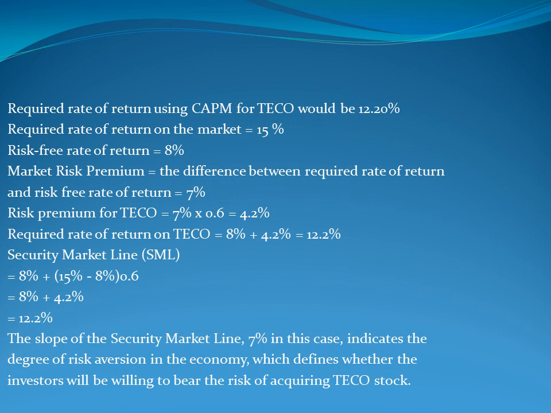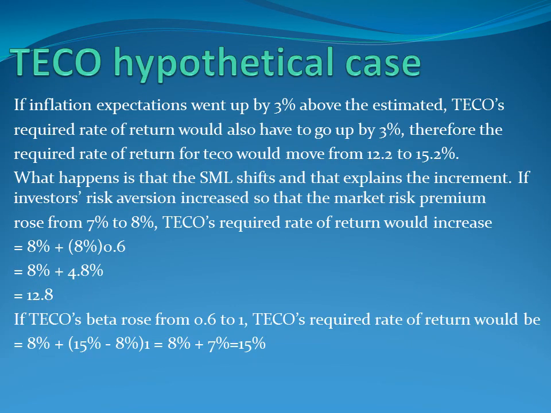Also, the slope on the security market line, in this case 7%, indicates the degree of risk aversion in the economy, which defines whether the investors will be willing to bear the risk of acquiring TICO stock. The hypothetical case for TICO is if the inflation rate were to go up by 3%.